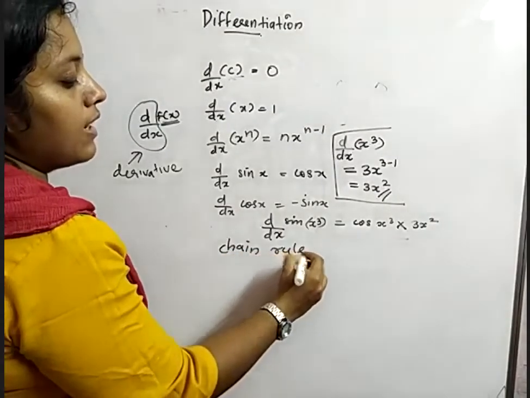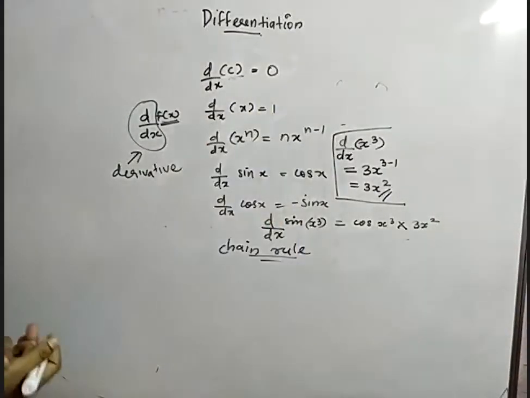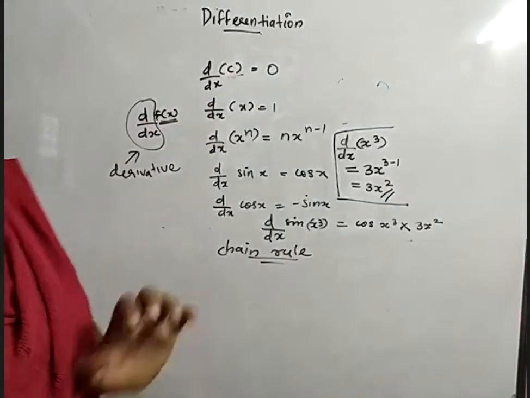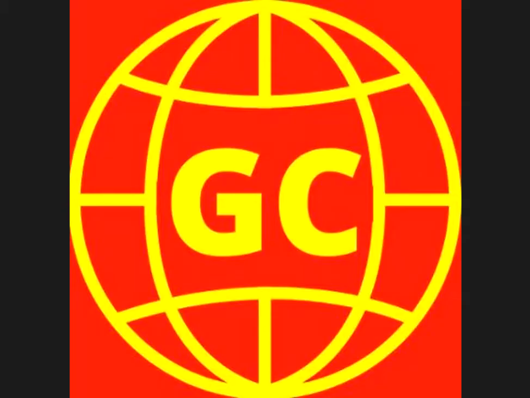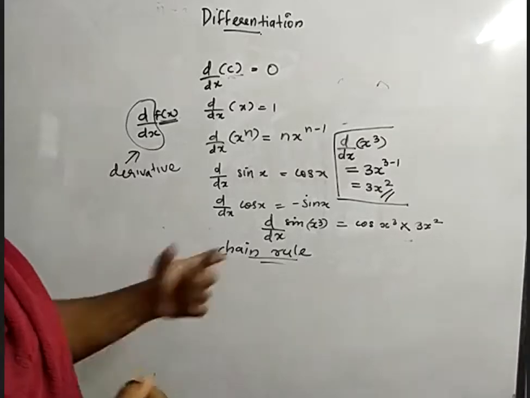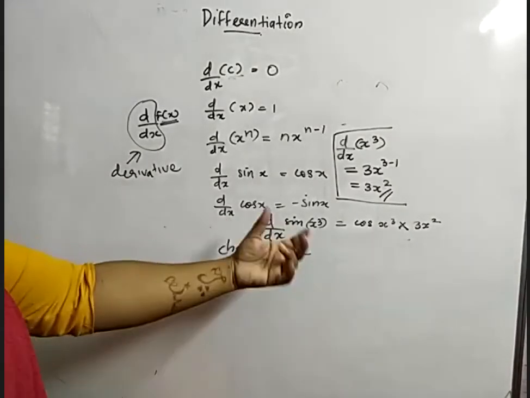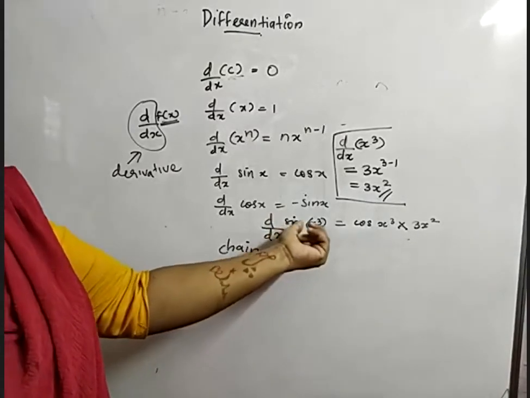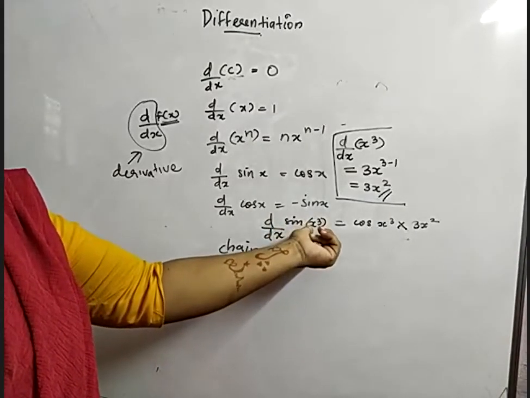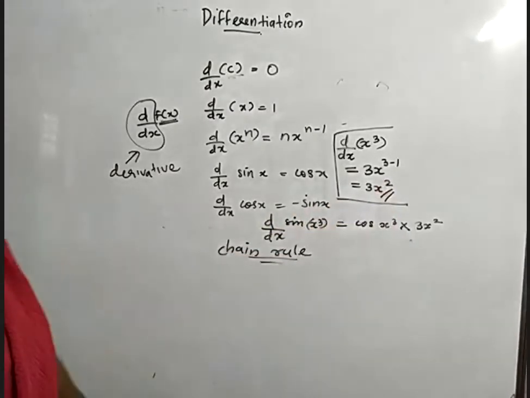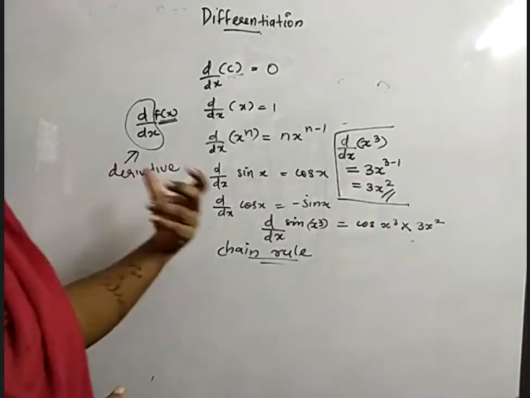So finding the derivative of simple functions we need to learn by heart, but when they give a complex function, what we need to do is apply the chain rule. Okay, what is the chain rule? The chain rule is: first we take the derivative of the outer function, then take the derivative of the inner function, and multiply them. Okay, so understand?